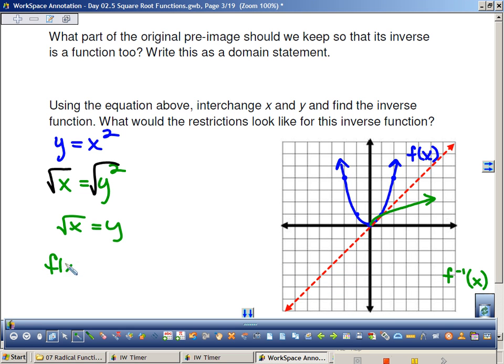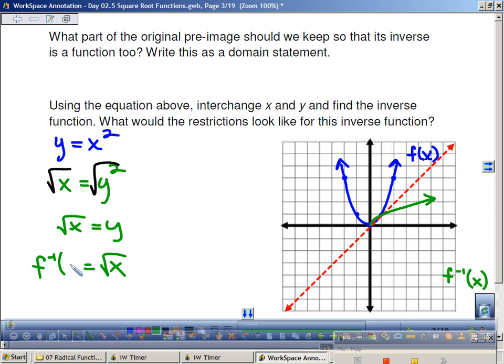Or f of x is the square root of x. That's my inverse function. I should be writing inverse. Inverse function. So what we're doing is we're seeing the relationship between a quadratic function and a square root function. They're like buddies. They have a direct relationship, right? The square root function is just the inverse of the quadratic function. It's only a piece of it because it wouldn't be a function with the rest of it.